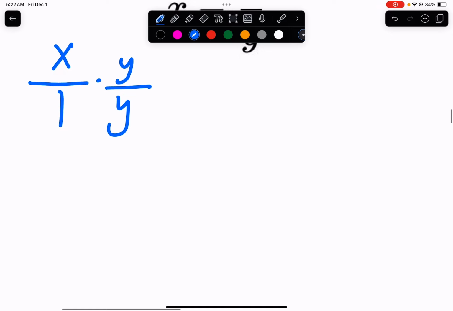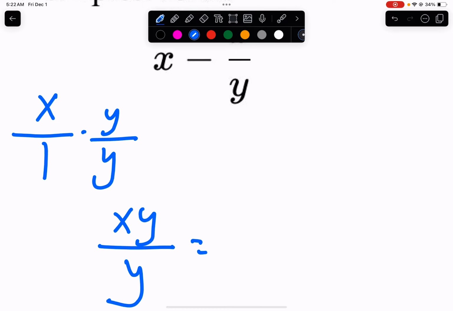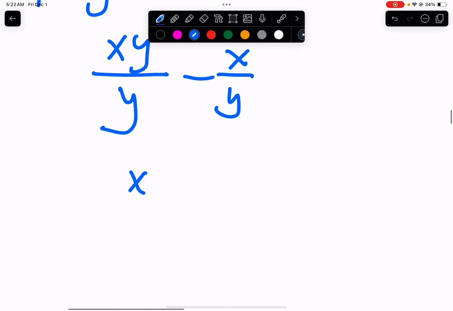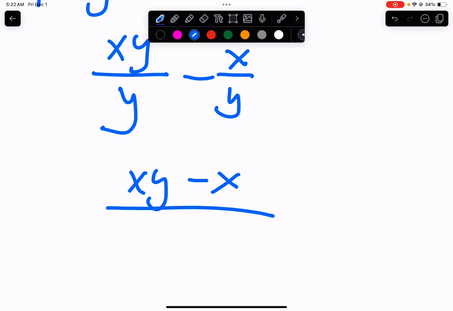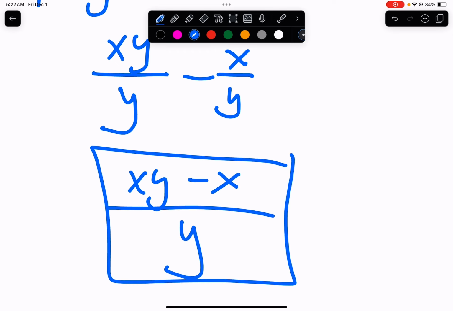x times y is just xy, and then 1 times y is y. We do minus x all over, I don't know why I did equals. Minus x all over y. So we end up with xy minus x all over y as our answer.